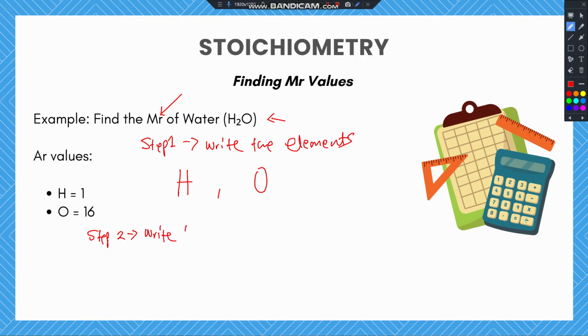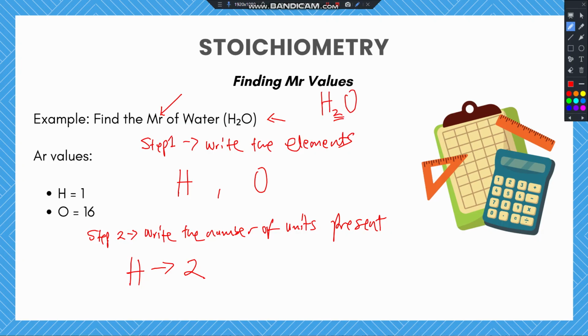Write the number of units present. For hydrogen, H, we have 2 units present. As you can see in H₂O, this 2 here stands with hydrogen. So hydrogen has 2 atoms.